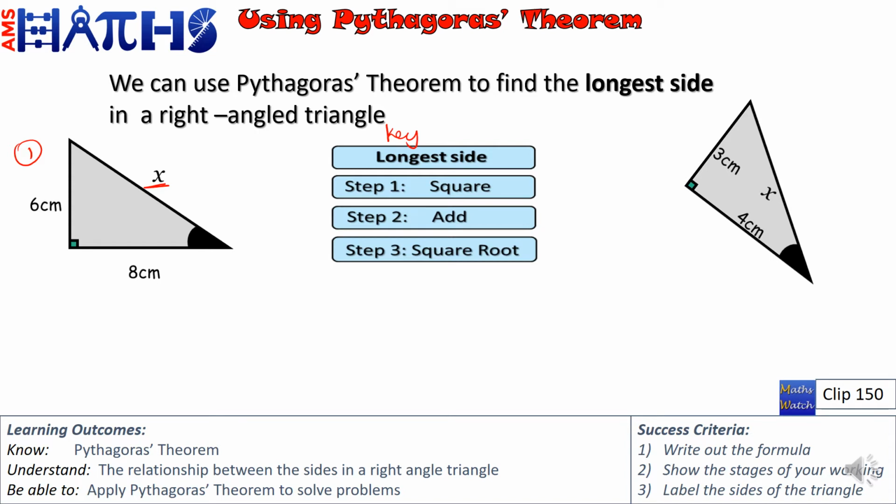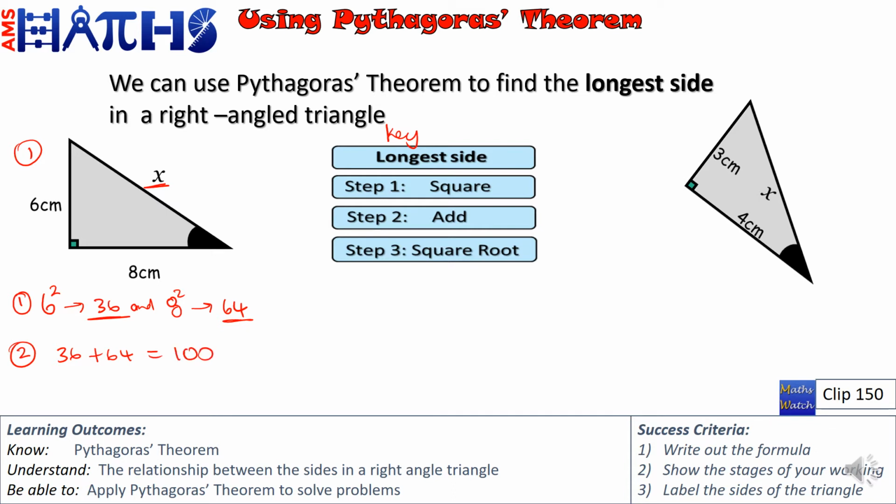We're going to square the two sides we know. They're the shorter sides. For step 1, we're going to square 6, which gives us 36, and we're going to square 8, which gives us 64. Step 2 says we need to add those, so we're going to add 36 and 64. So 36 plus 64 gives us 100.